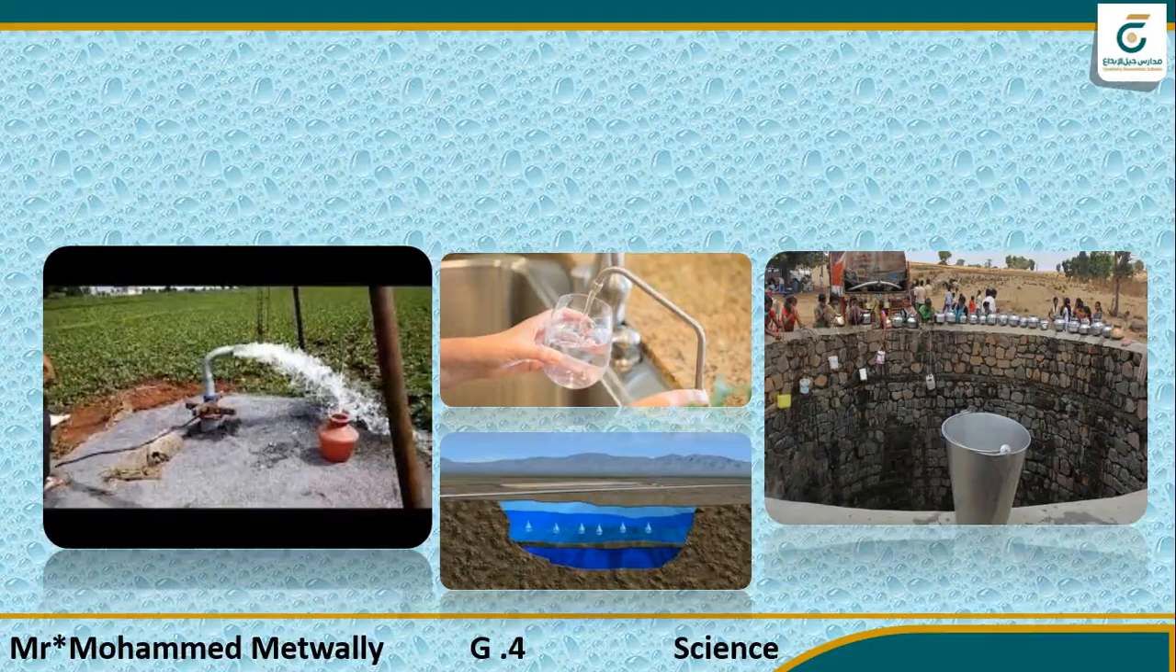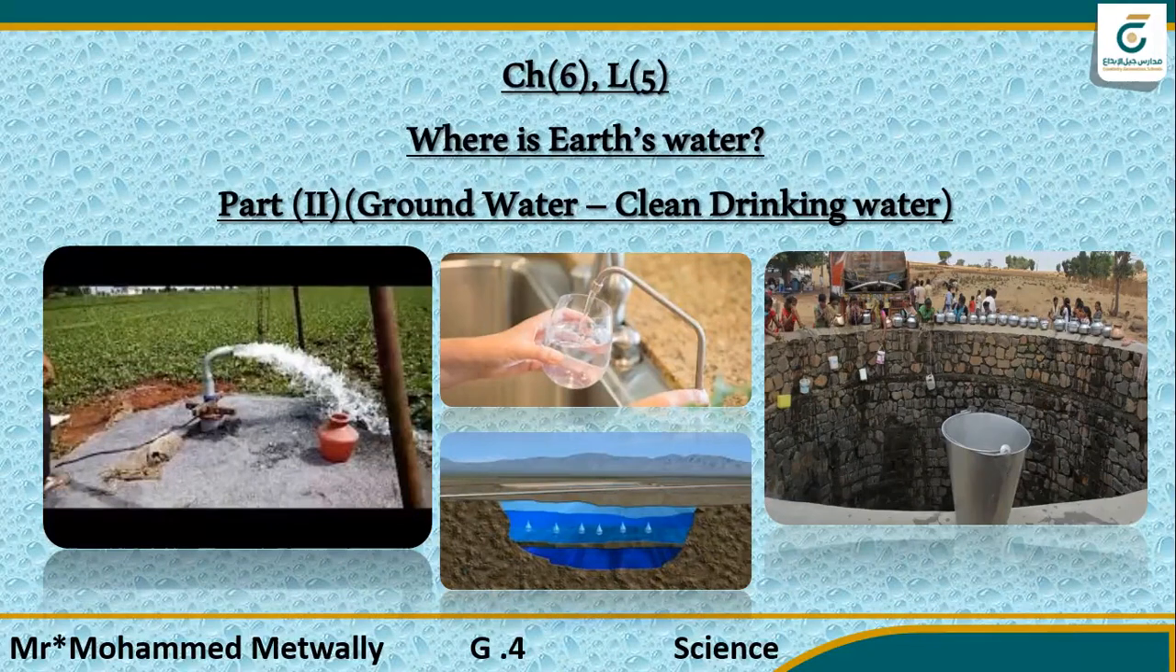We will continue together our science lessons with lesson number 5, chapter 6, the second part, which talks about groundwater and clean drinking water. In the beginning, I'd like to notify you this is the last part of lesson number 5. It's still one lesson to finish our curriculum.